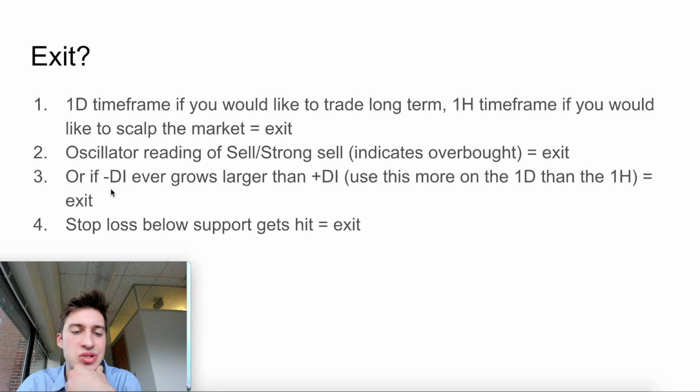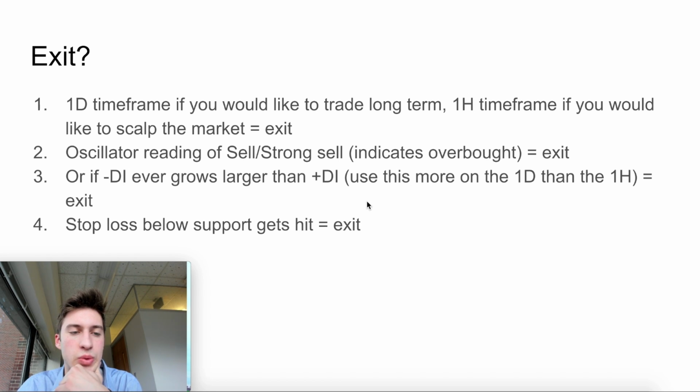Also, I said if minus DI ever gets larger than the plus DI, I would use this more on the 1D though than the 1H. This would mean that more bearish momentum is entering the market than bullish momentum. If you've ever traded DMI, Directional Movement Index, you would see that when that quick bearish momentum occurs and then the minus DI crosses over the plus DI, that could signal a full-on reversal for the market. So that could be another way that you could exit this.